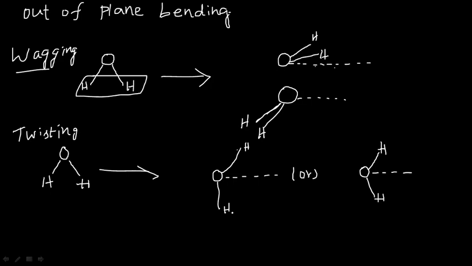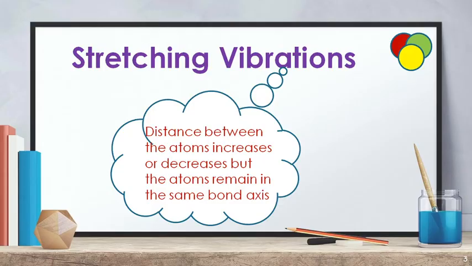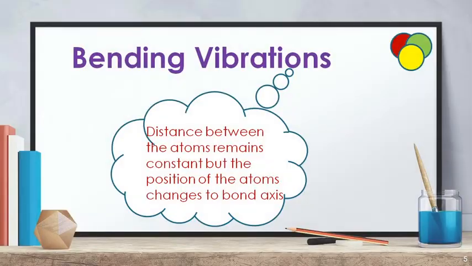Stretching is of symmetrical stretching and asymmetrical stretching. Bending is of two types, in plane bending and out of plane bending. In the in plane bending, scissoring and rocking, and in the case of out of plane bending, wagging and twisting. These are the possible vibrational modes of a molecule. In the case of bending vibration, the distance between the atoms remains constant, so the distance may not change, but the position of atoms changes relative to the bond axis.